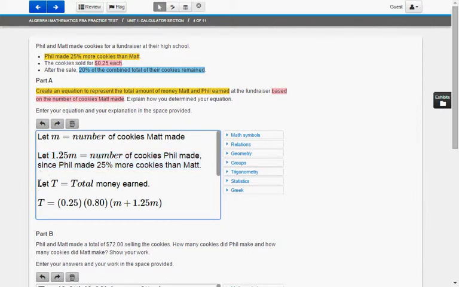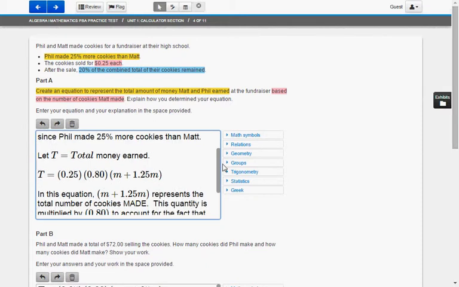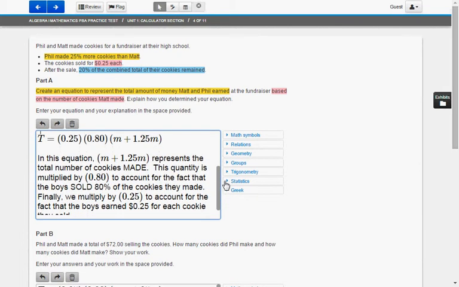So if we let t equal the total money earned, then this is the equation we can write. T equals 25 cents times 80% times the total number of cookies made by the two boys together. And so rather than just write the equation, I'm also going to explain each part of it. The more you can explain yourself, they're going to like that. They asked for an explanation.